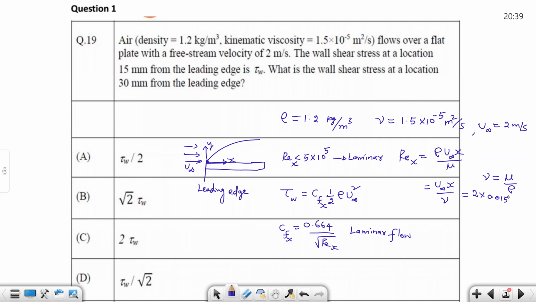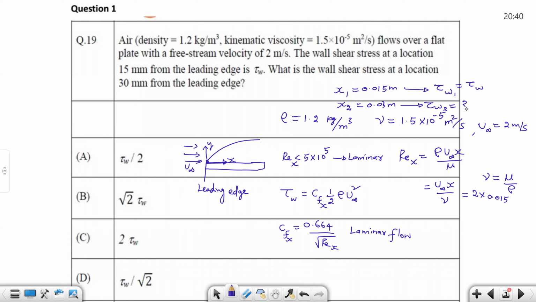So maybe there are two distances. One is x1 is 0.015 meter. At this point, the wall shear stress will be tau W1. x2 is 0.03 meter. So what is the wall shear stress, tau W2? So this is what is asked.